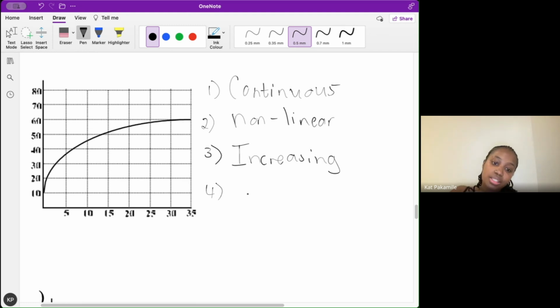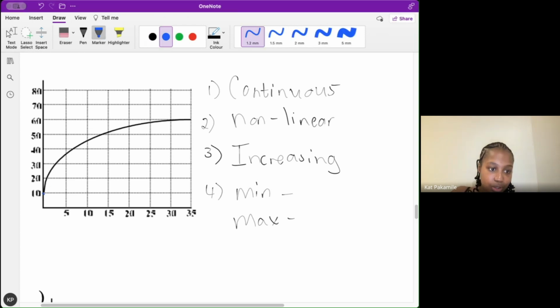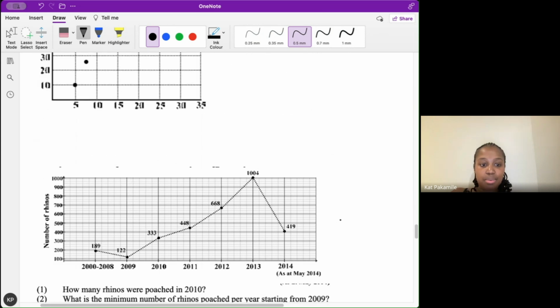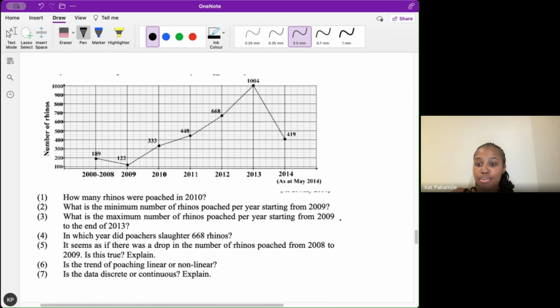And finally, what is my minimum and what is my maximum? Minimum is 10 because it starts at 10. It does not start at 0. And my maximum is 60. Beautiful. Great. I think we can now move on to this one. Before I move on, can we have a thumbs up, thumbs down on all the others that we have done?